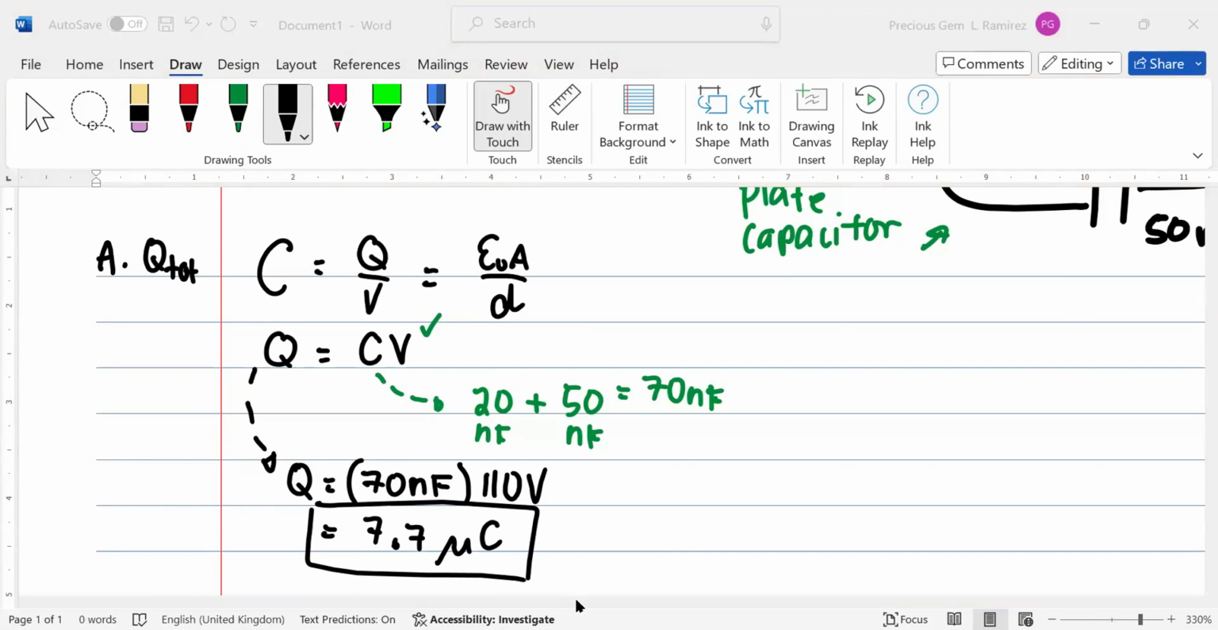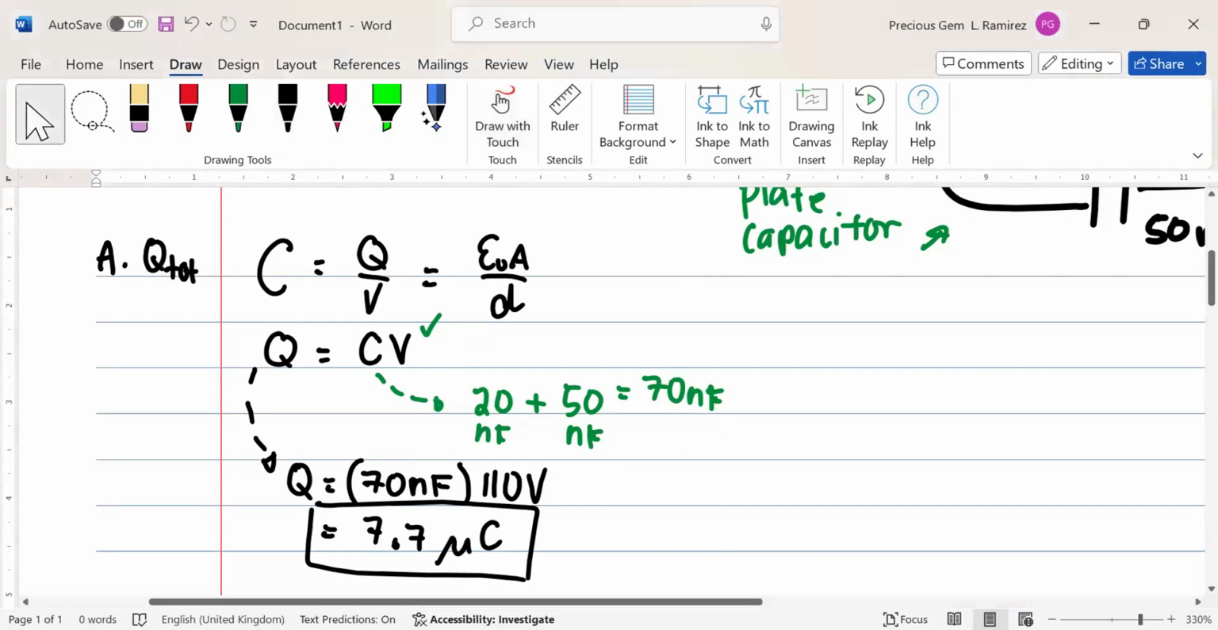We only add. Okay, so if we add, because we only have two capacitors, that would be your C equivalent or C total. Now 20 nano plus 50 nano is equal to 70 nano. That's your C equivalent. C times your V is 7.7 microcoulombs. That's the total charge of the system.